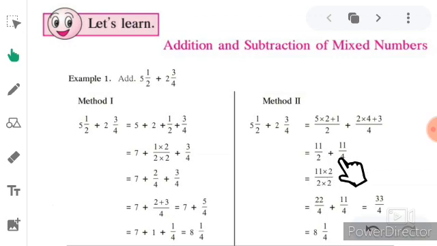Now here students, the denominators are different, so you will have to take 4. You will have to multiply this by 2. So 11 multiplied by 2, 2 multiplied by 2. So 11 upon 4 as it is. Now 11 2s are 22, 2 2s are 4. Here 11 upon 4 as it is. Now add 22 plus 11 is equal to 33 and 4 as it is. So here your answer is 33 upon 4.